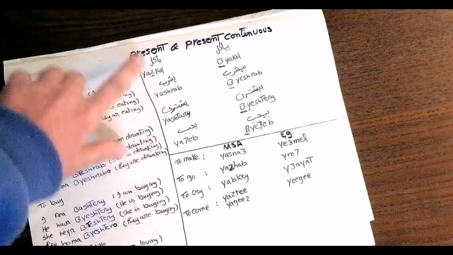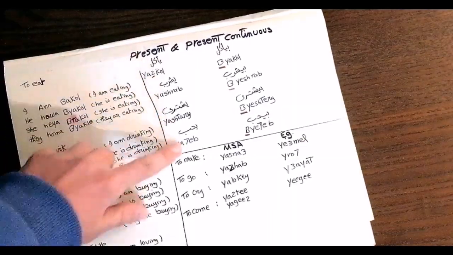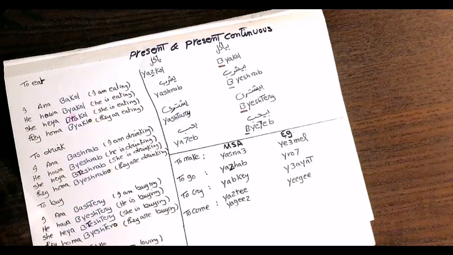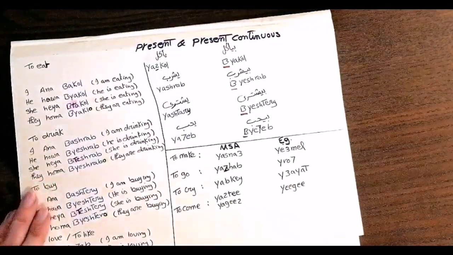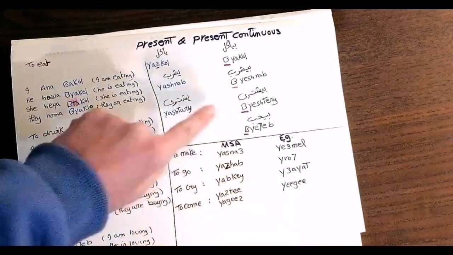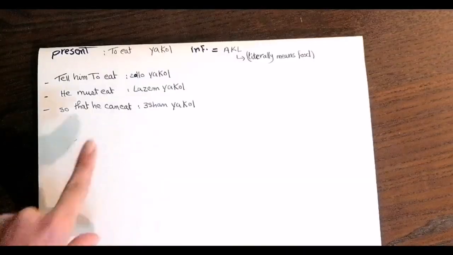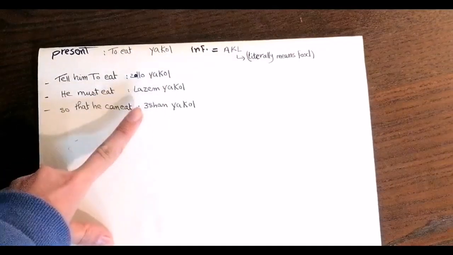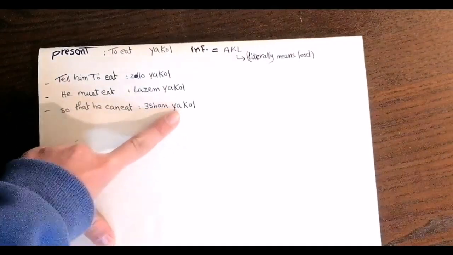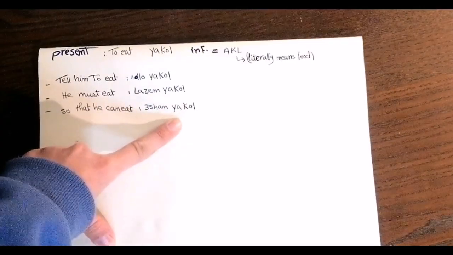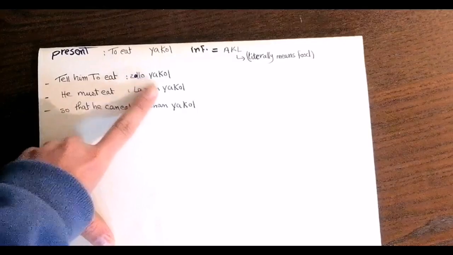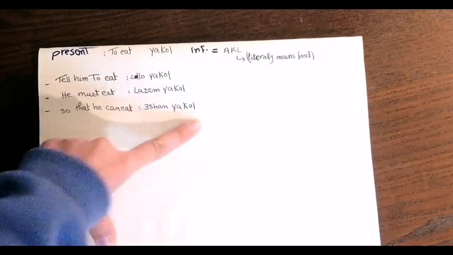يأكل, يشرب, يشتري, يحب. Other than that, it's almost always بيأكل, بيشرب, بيشتري, بيحب. To help you remember, this form can never come alone in a sentence. So قول له يأكل, لازم يأكل, عشان يأكل.